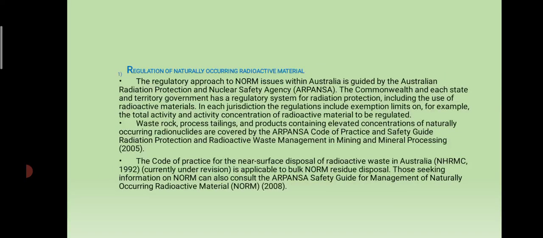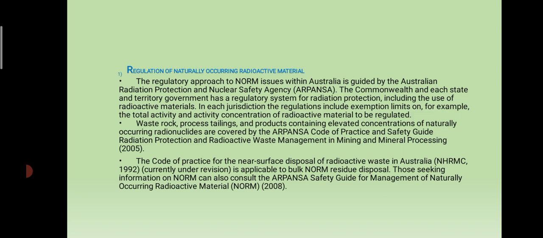Then the regulation of naturally occurring radioactive material. How will it be regulated? The regulation approach for NORM issues is guided by the Australian Radiation Protection and Nuclear Safety Agency. The Commonwealth and each state and territory government has regulatory systems for radiation protection, including the use of radioactive minerals in each jurisdiction. The regulation includes exemption limits, for example on the total activity concentration of radioactive materials to be regulated. Waste rock, process residues, tailings and products containing elevated concentrations of naturally occurring radionuclides are covered by the ARPANSA code of practice and safety guide, Radiation Protection and the Radioactive Waste Management in Mining and Mineral Processing, 2005.